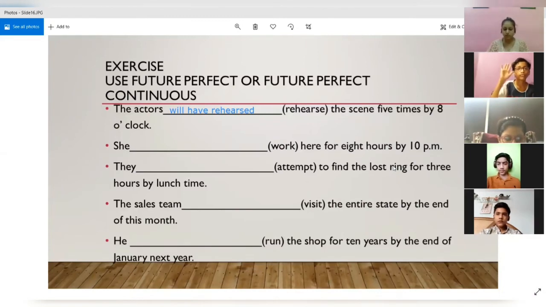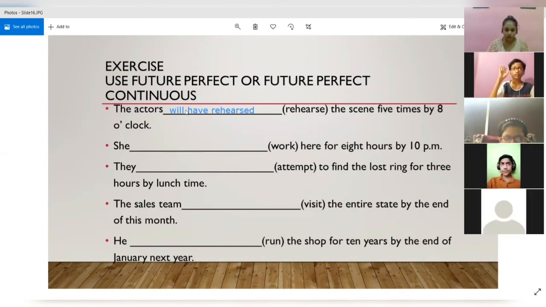Isha, you are unmuted now, speak. You have to fill it with future perfect or future perfect continuous. Please be quick because we don't have much time now.